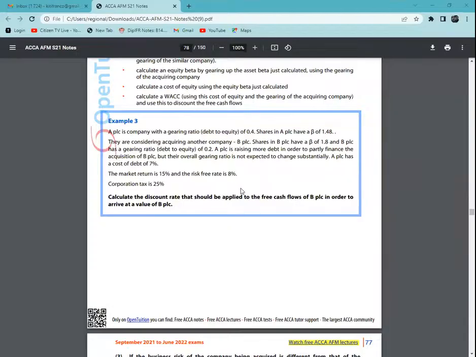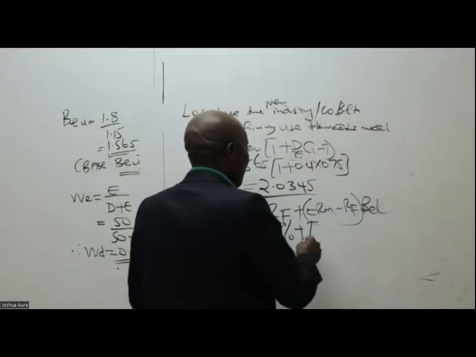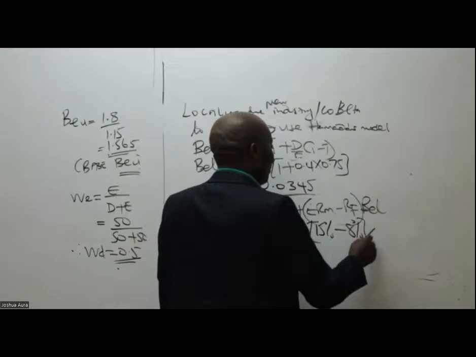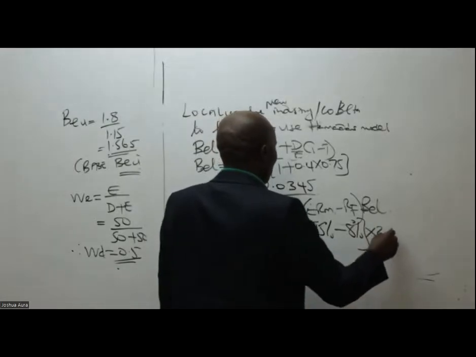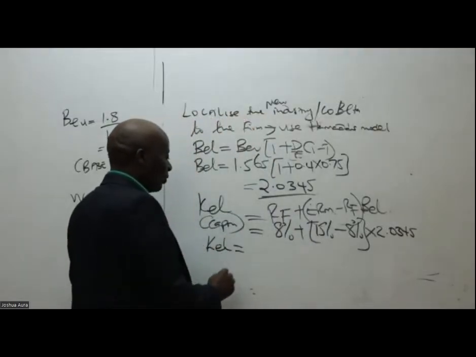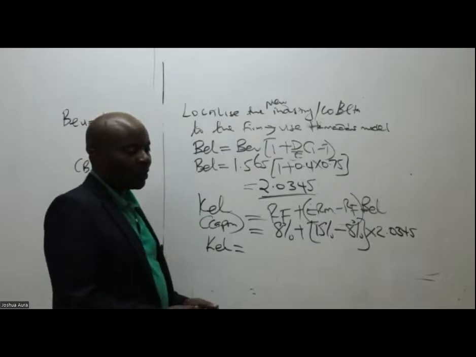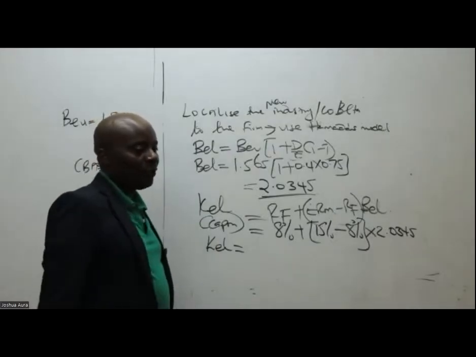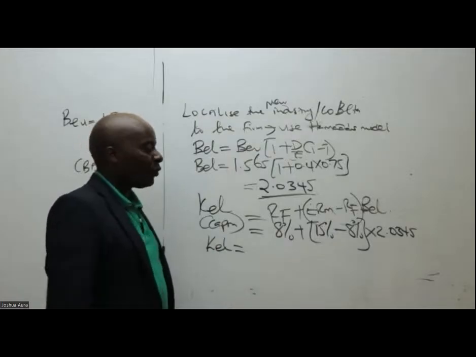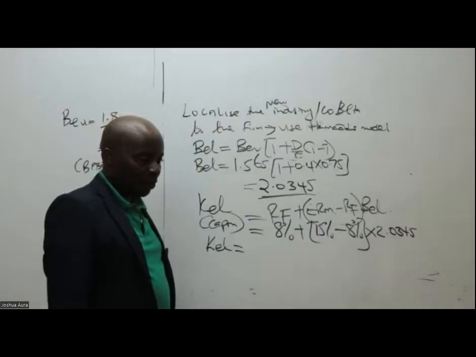Plus, are you able to see the expected return of the market? Yes. Market return here is 15%. So market return here is 15% minus risk-free, which is 8%, multiplied by the beta that we got up here, which is 2.0345, like that. Then what is our Kel? Our cost of equity of a levered firm will be equal to who? Can somebody give us this figure?